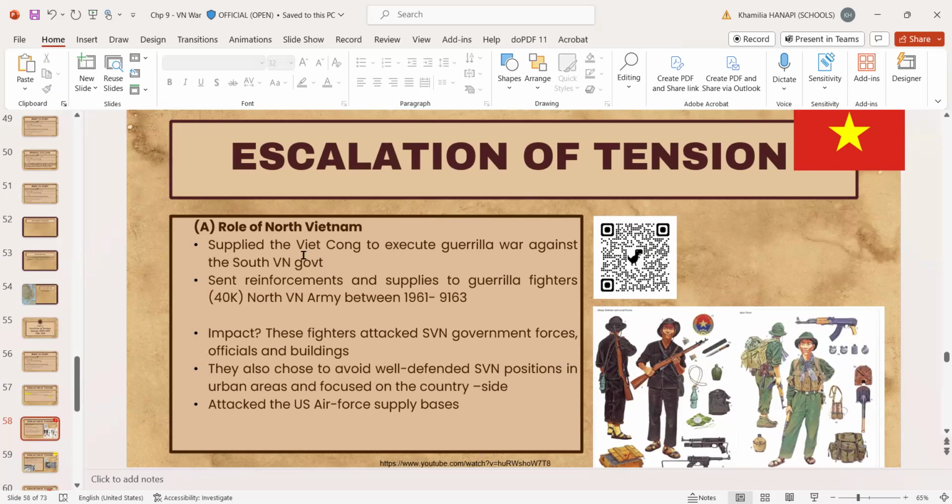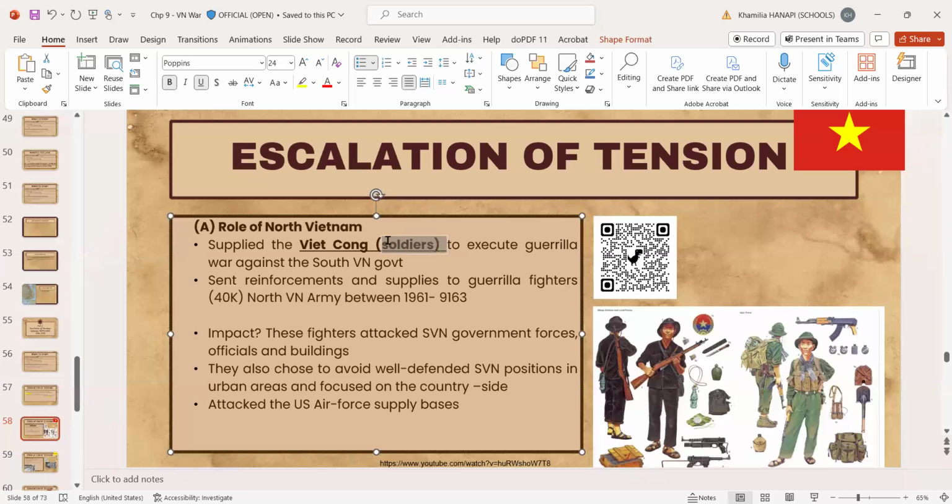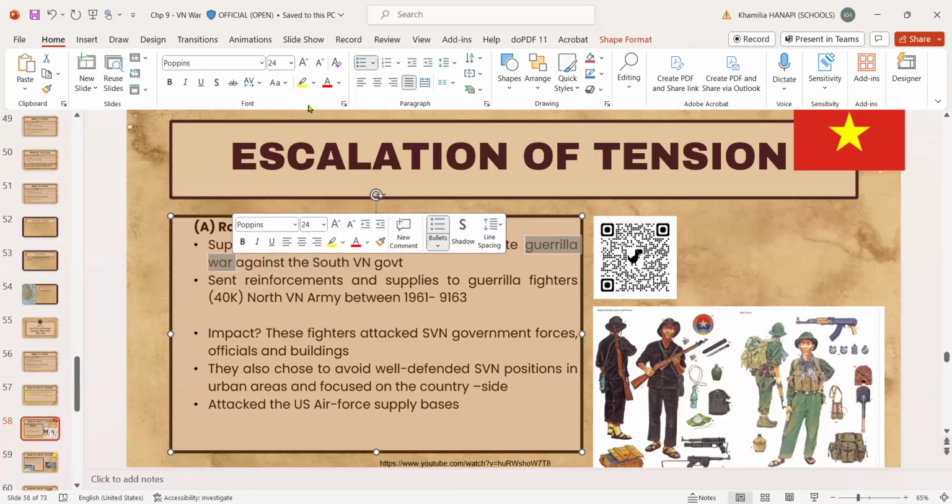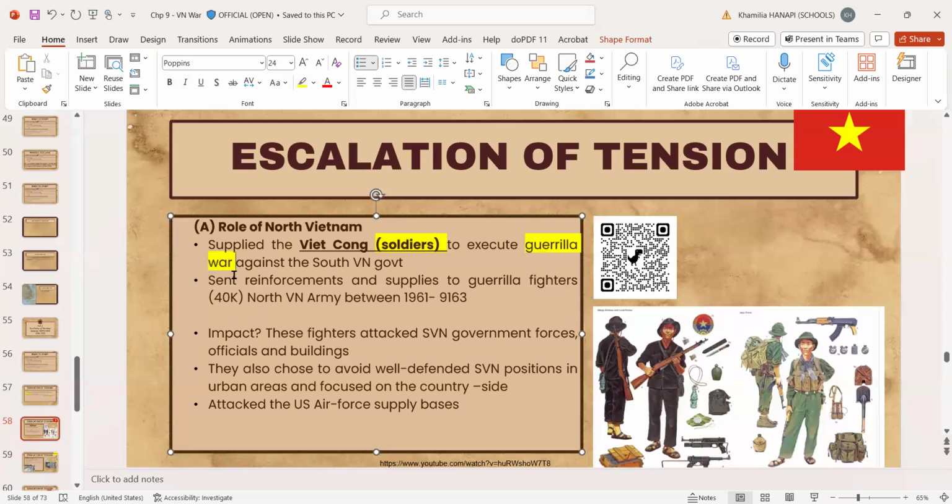One of the things that they did was they supplied the Viet Cong. Okay, who are the Viet Cong? The Viet Cong are specifically soldiers who execute the guerrilla war. Guerrilla war means they ambush, okay, against the South Vietnamese government.